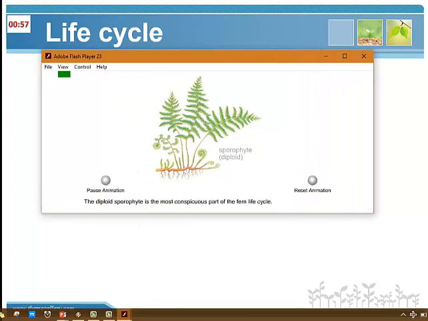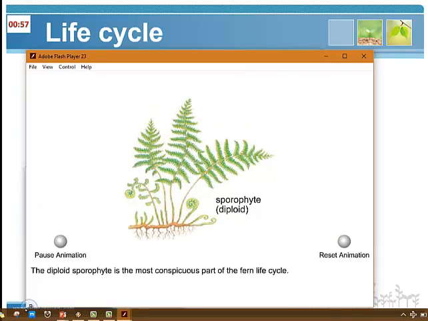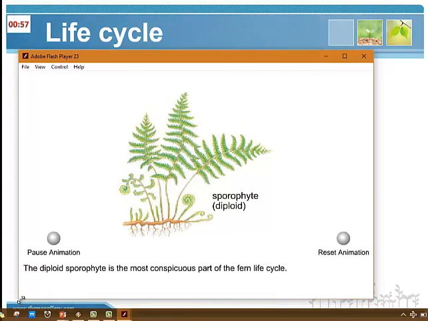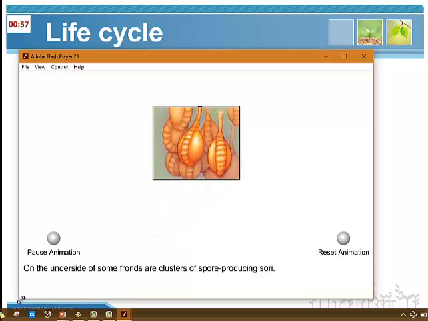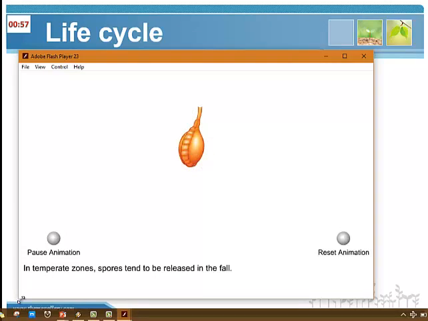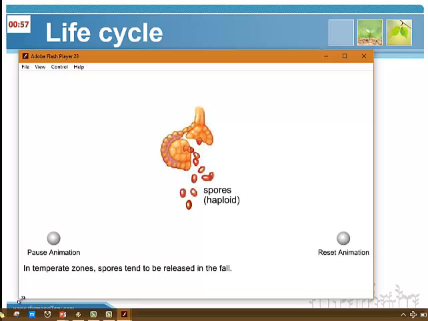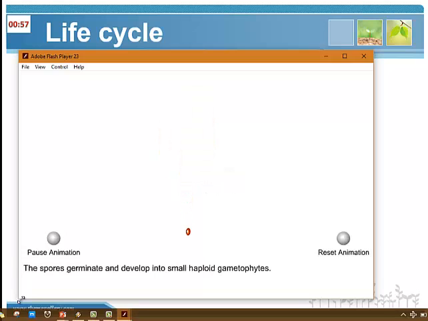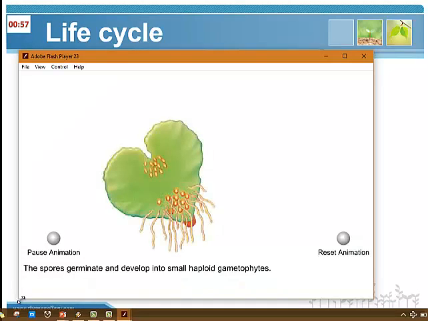Now let's go. The diploid sporophyte is the most conspicuous part of the fern life cycle. On the underside of some fronds are clusters of spore-producing sori. Here, haploid spores are produced by meiosis. In temperate zones, spores tend to be released in the fall. The spores germinate and develop into small haploid gametophytes.